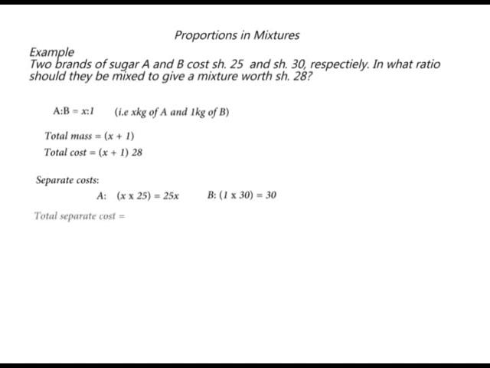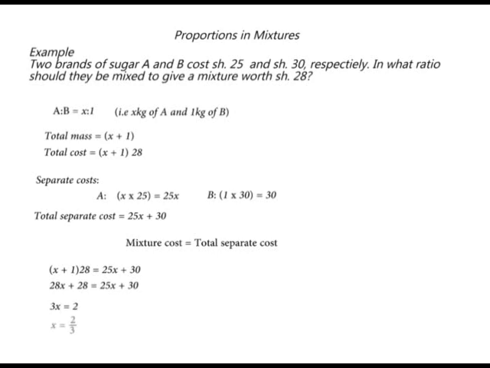The total separate cost is 25x plus 30, and we have said the cost of the mixture is equal to the sum of the individual costs worked separately. And so x plus 1 times 28 should be equal to 25x plus 30. Opening the bracket, 28x plus 28 is equal to 25x plus 30. 3x is equal to 2, and x is equal to 2 over 3.